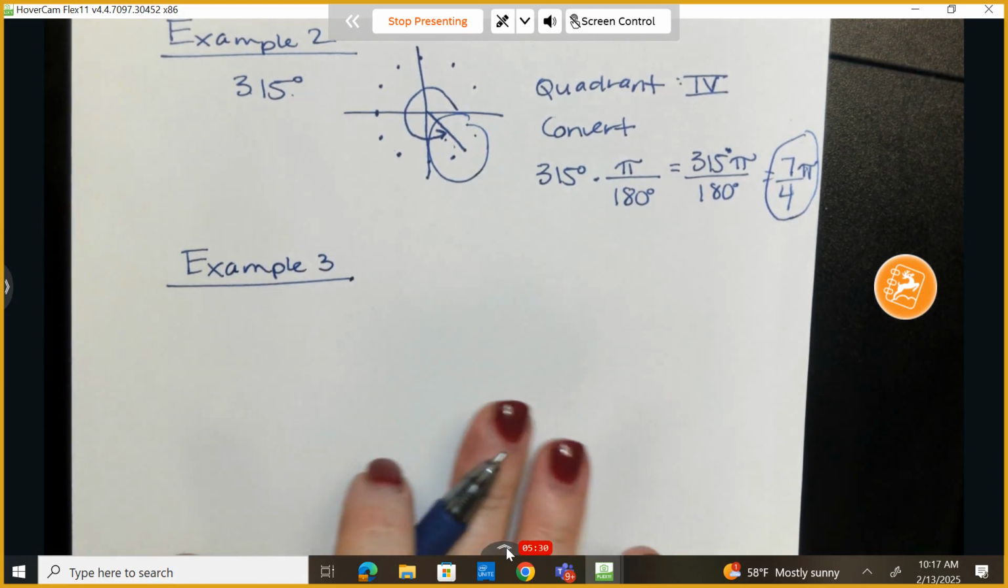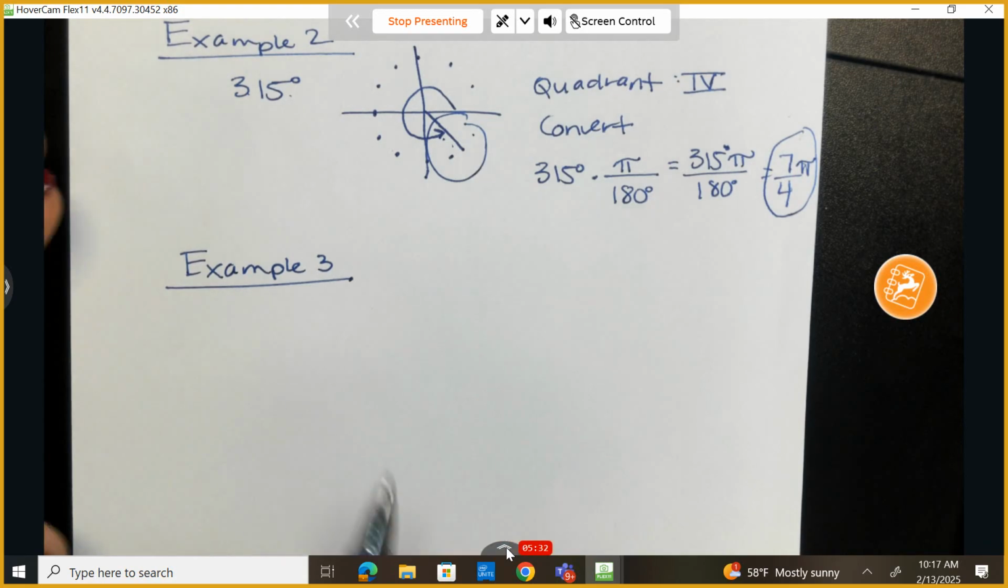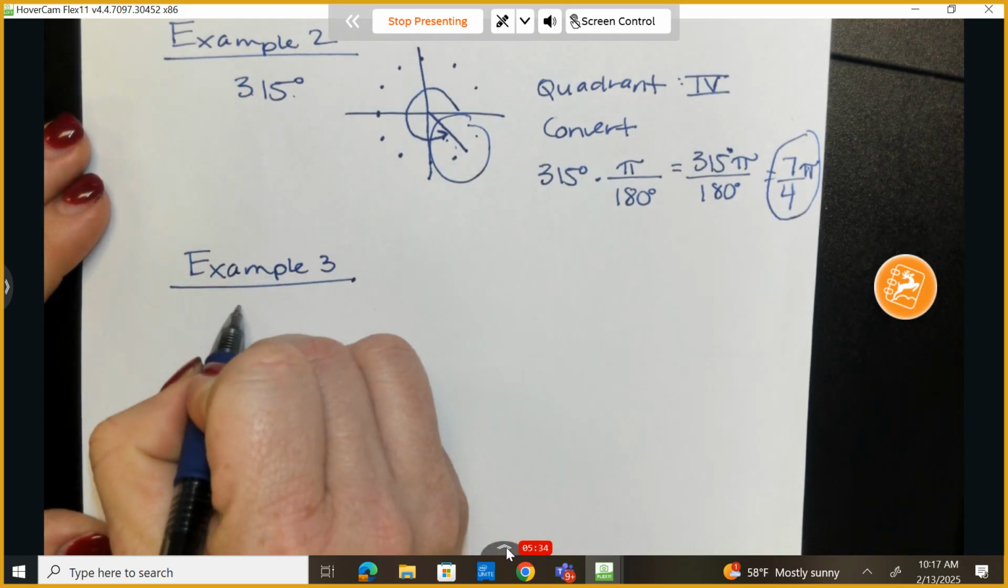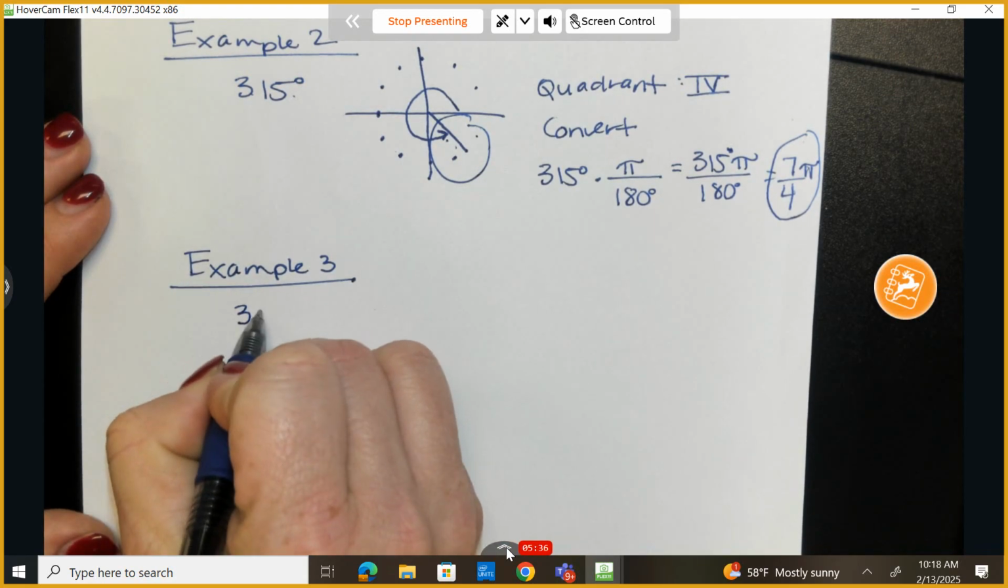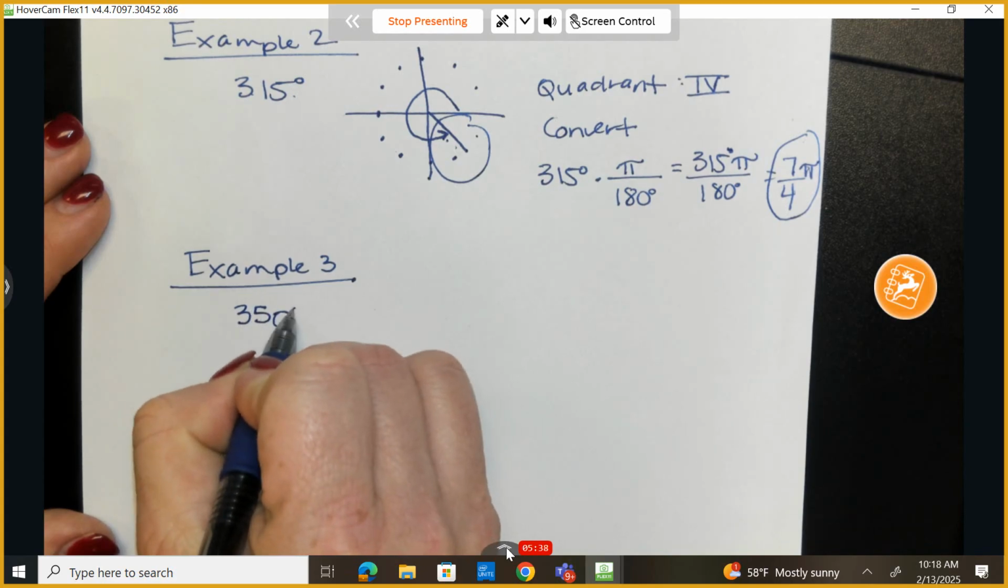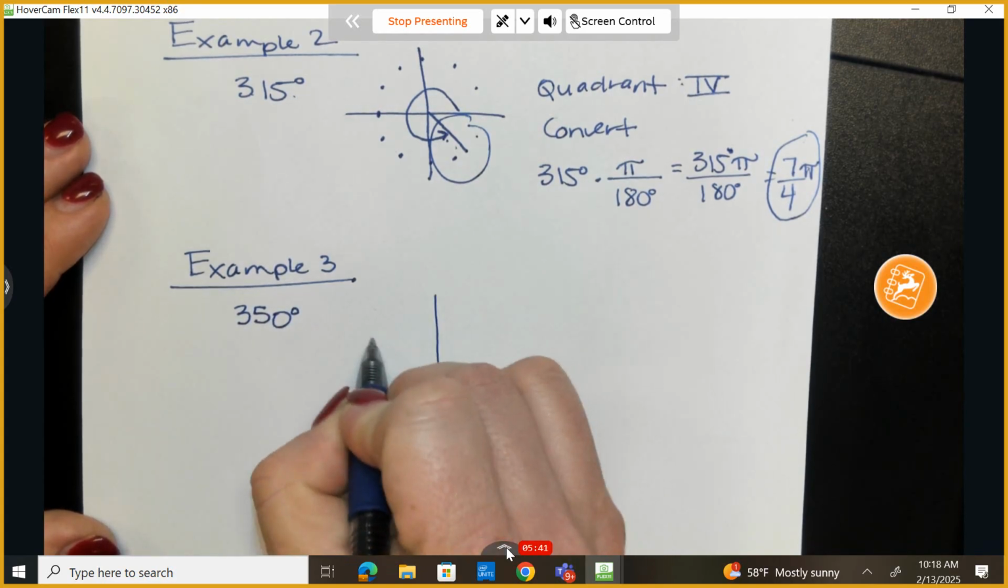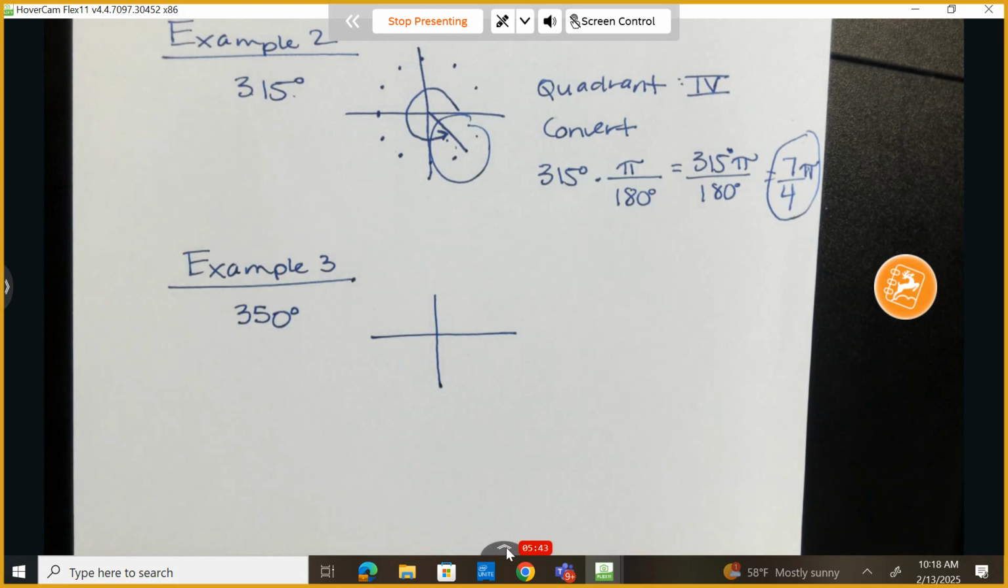Example number 3, excuse me, is going to be 350 degrees. Now I know there may be some questioning. Where am I going to find that? I'm going to press pause and give you 2 minutes to see what you can do.